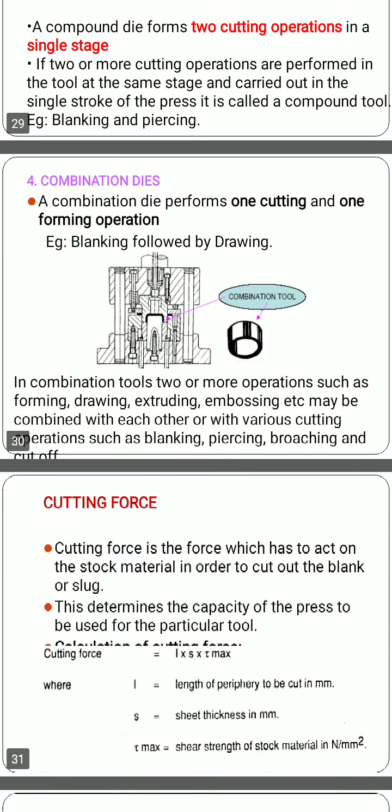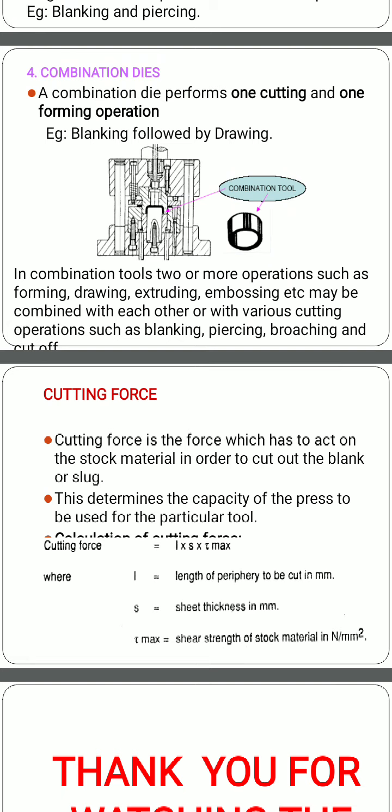Next we will go with the combination dies. Combination dies perform a combination of one cutting operation and one forming operation. It may be a drawing operation. You can see in this figure an example where blanking is followed by drawing operations. These are called combination dies. Two or more operations such as forming, drawing, extruding, embossing may be combined with various cutting operations such as blanking, piercing, broaching, cut off operations.